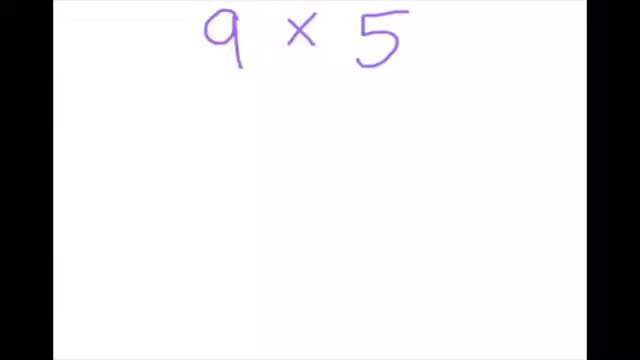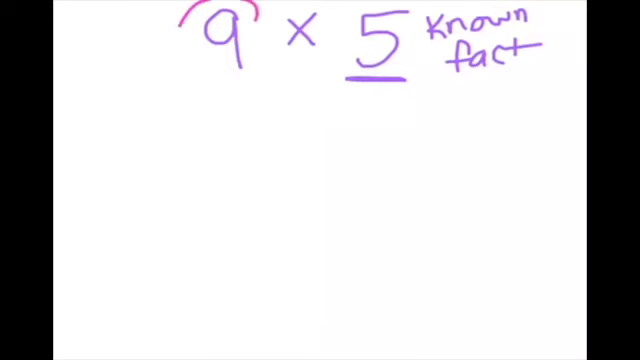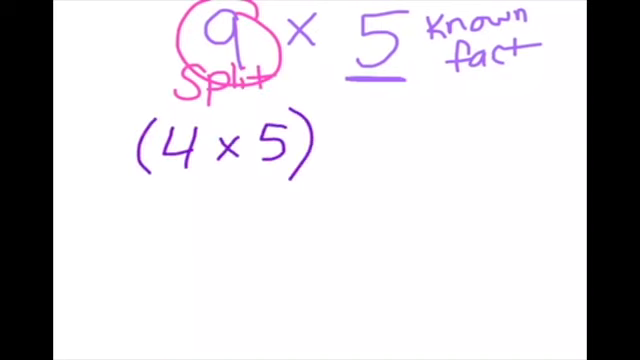For this problem, I have 9 times 5. I know a lot of times 5 facts. So that's going to be my known fact that I'm going to keep doing with the distributive property. I'm going to keep that 5 the same. And then with the 9, I'm going to split it. So I'm going to have 4 times 5 or 5 times 4. It's the same fact. And the 5 stays the same, we know, in each of our problems.